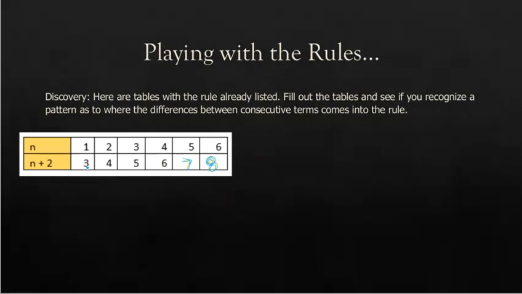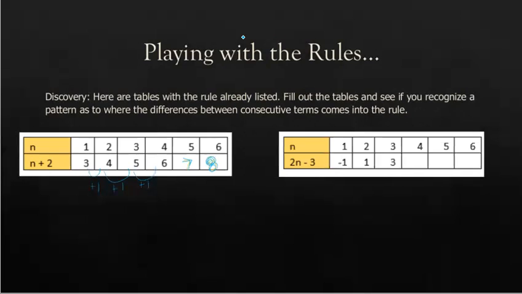Okay, so we're counting up. This difference right here is plus 1. This is plus 1, plus 1. All right, so we're going to have to figure out where that plus 1 comes into this rule. Let's do another one and see how we can figure it out.